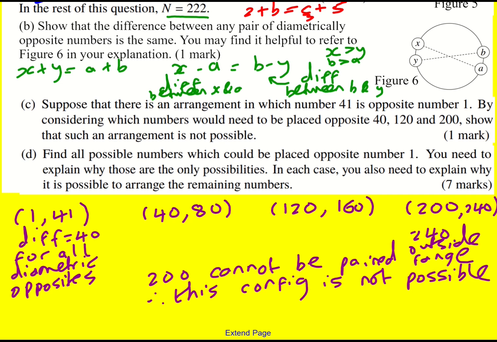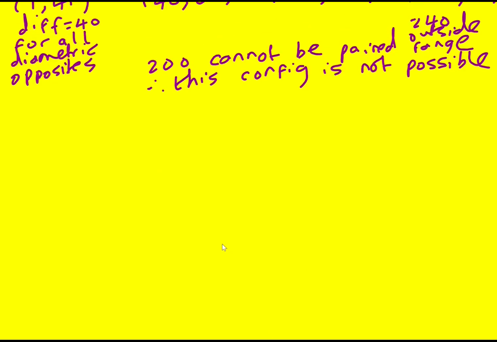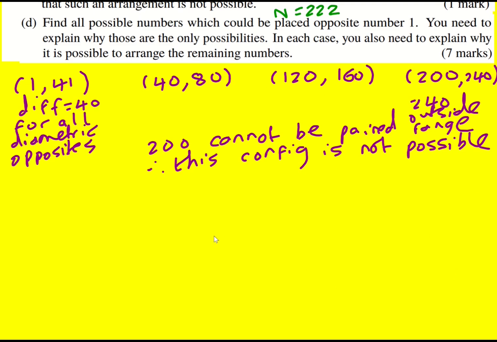Right, on to the main event. Find all possible numbers which could be placed opposite 1. Remember, n is equal to 222. You need to explain why those are the only possibilities. In each case, you also need to explain why it is possible to arrange the remaining numbers. So what I did in this question is just investigate some other possibilities. What if I had 1 opposite 42? You just got to start out somewhere, and I think using some more numerical examples is a good way to go.